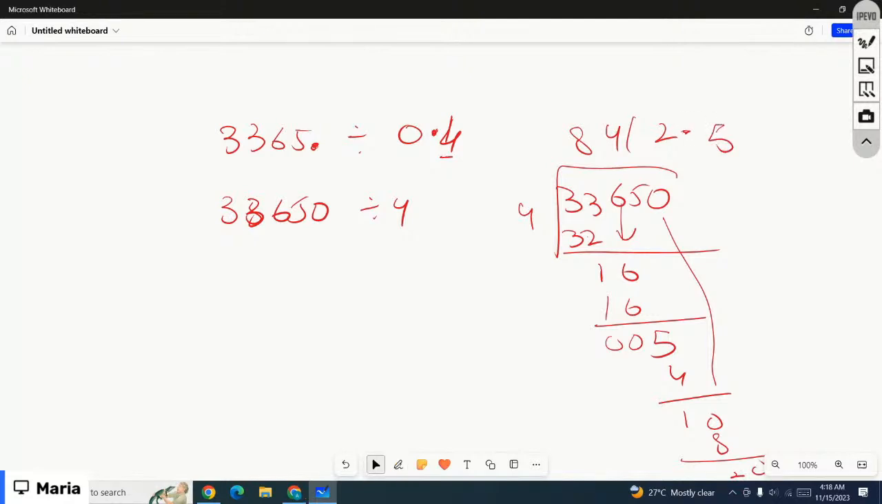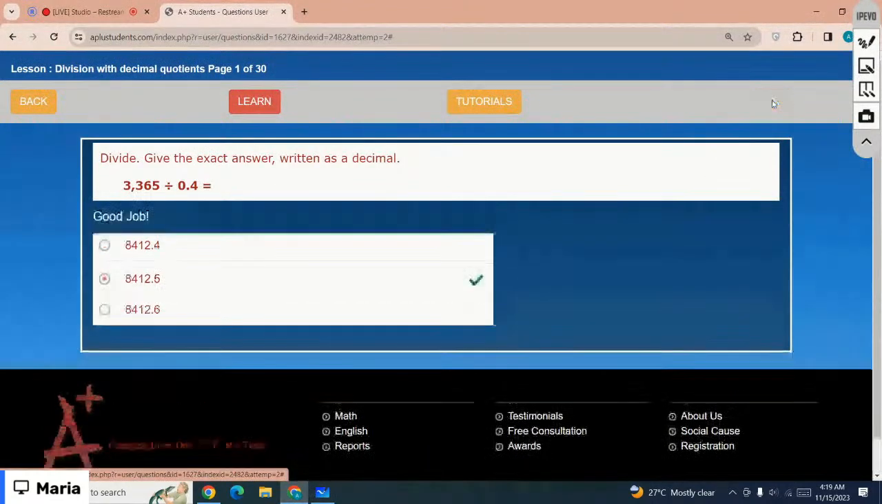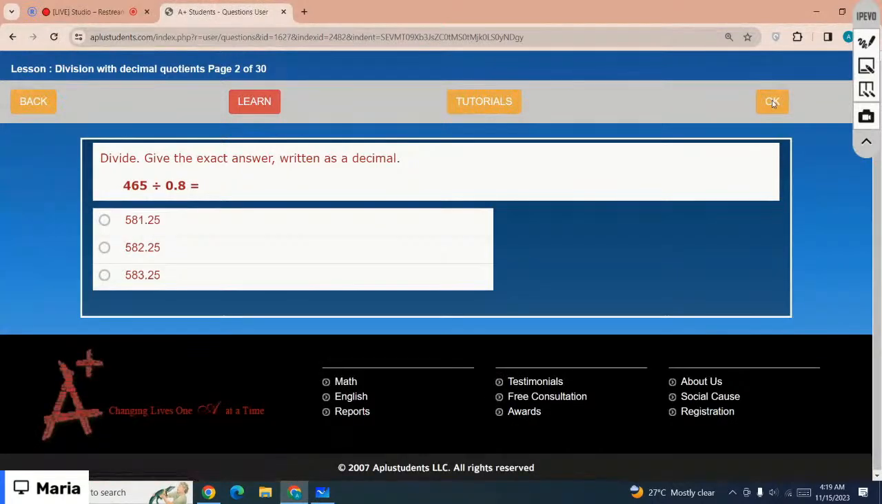So the correct option is 8412.5. Option number 2 is the correct option, right? So the concept is you just have to count the decimal places after the divisor, and then for both numerator and denominator you need to move the same number of places.